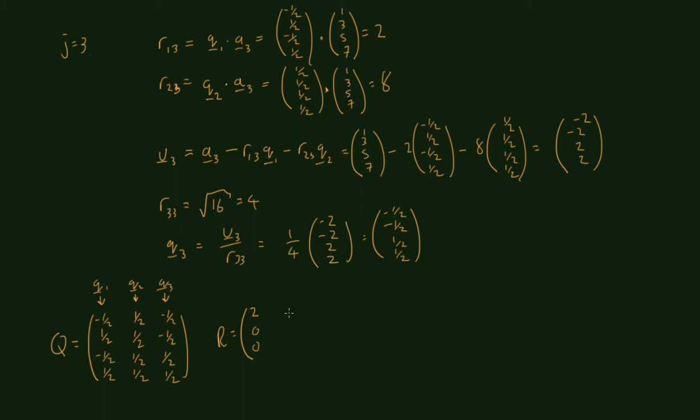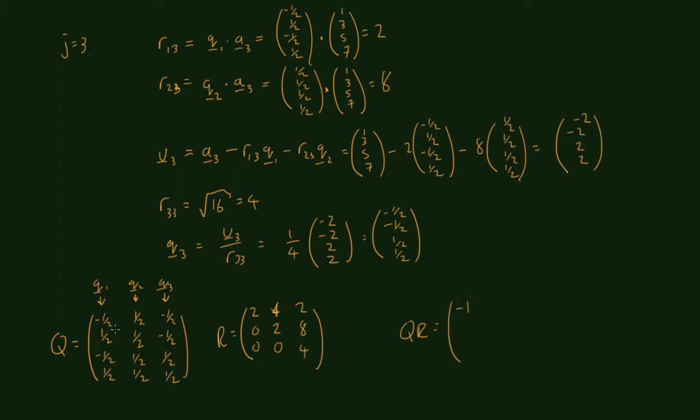R12, just trying to recall what R12 was, 4. And R22 was 2. That's 4, 2, 0. R13 was 2. R23 was 8. And R33 was 4. Okay, so we have Q and R. So just double check that gives us what we're expecting. So we've got a half times 2.